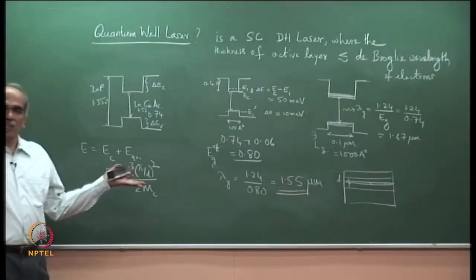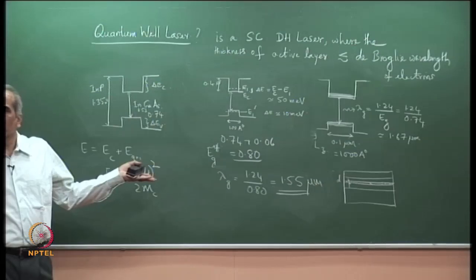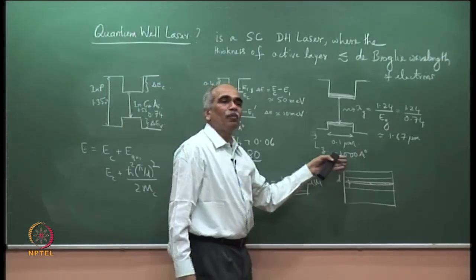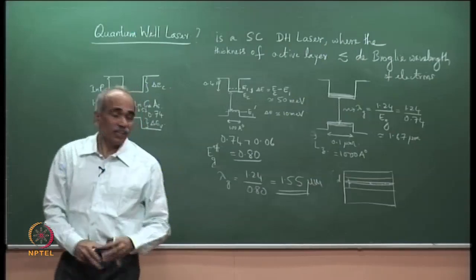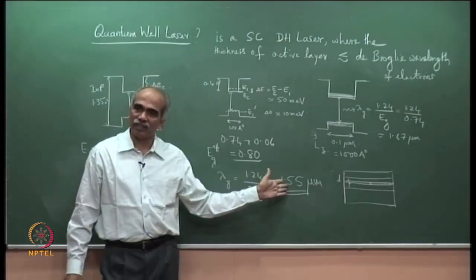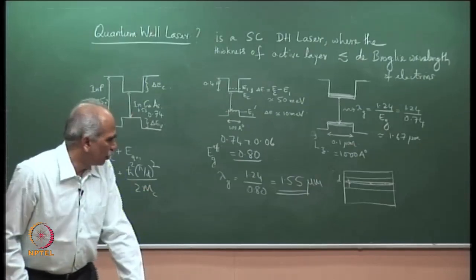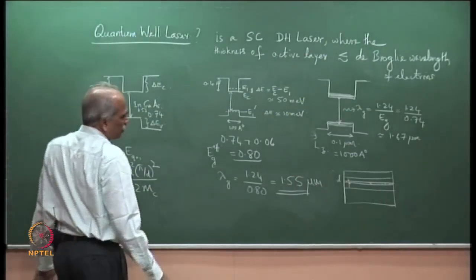These are indeed typical numbers used for optical communication. Quantum well lasers, which are generally about 100 angstroms thick. You see the wavelength of emission has come as 1.55 micrometer, the lowest loss window of optical fiber communication.